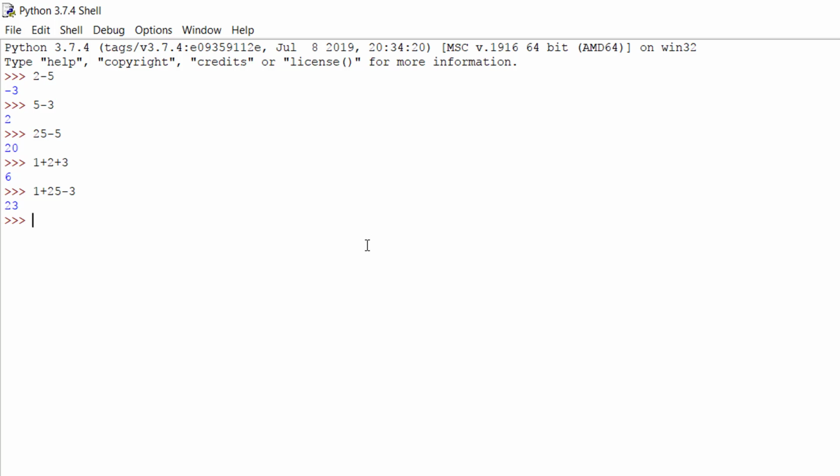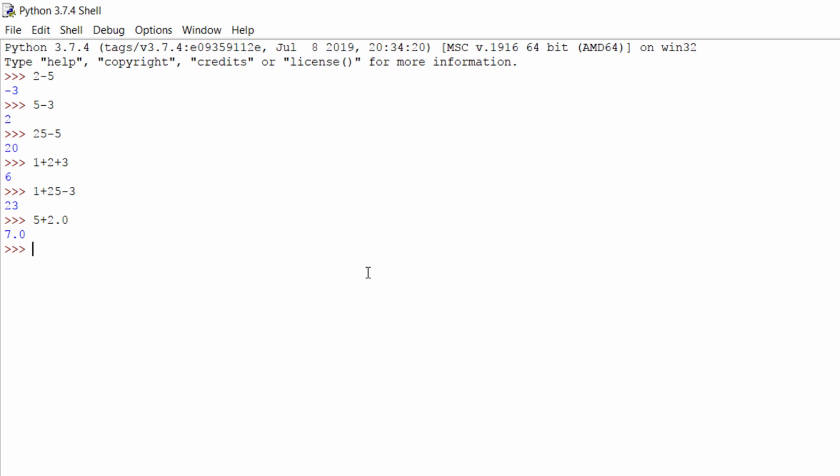But if I write 5 plus 2.0, well, let's run it. It will be 7.0, because if we give a whole number and a fractional number, it will return a fractional number. If we write a whole number and a whole number, that means an integer and an integer, it will give us an integer.